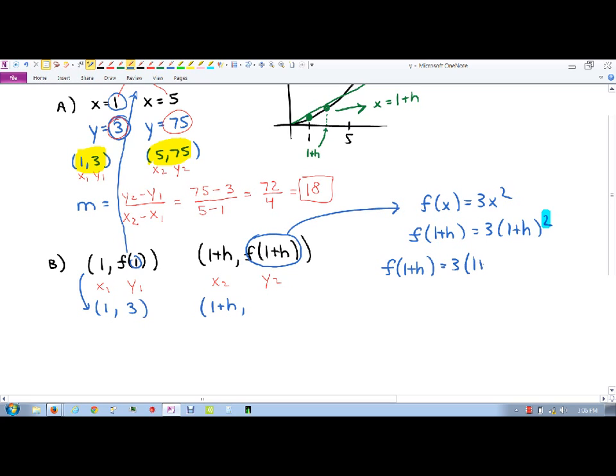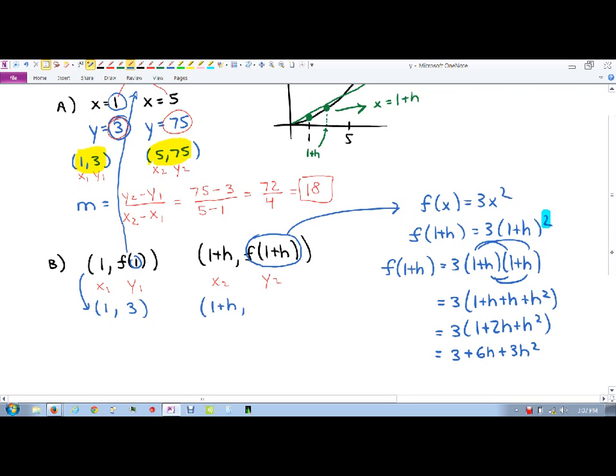3 times 1 plus h, and I'm going to square it, so 1 plus h times itself. I will FOIL this out, then I'll have a 3 sitting here waiting for it. So I get 1 plus h plus h plus h squared. That's what I get when I FOIL. So that's 3 times 1 plus 2h plus h squared, which when you distribute the 3 is 3 plus 6h plus 3h squared. So that's what you get.